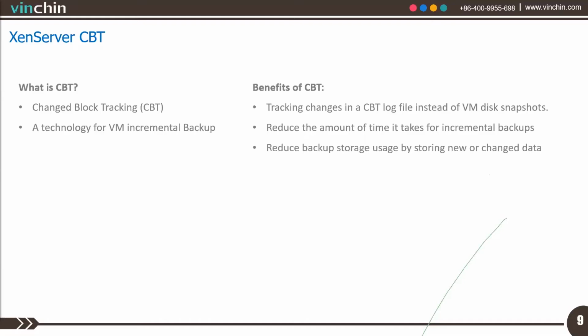By using CBT technology, it tracks the changes of a virtual machine from a CBT log file instead of comparing the last backup with the virtual machine's disk snapshots. This can rapidly locate the changes of the virtual machine since the last backup. So it can greatly reduce the amount of time for incremental backups. And also it can dramatically reduce the backup storage usage by storing only the new and changed data.